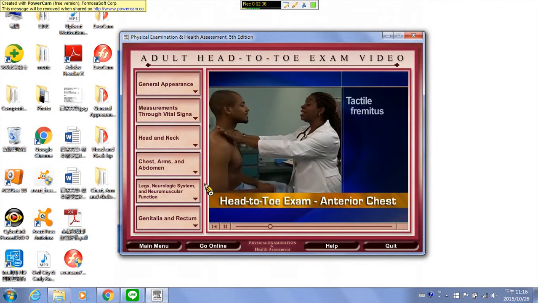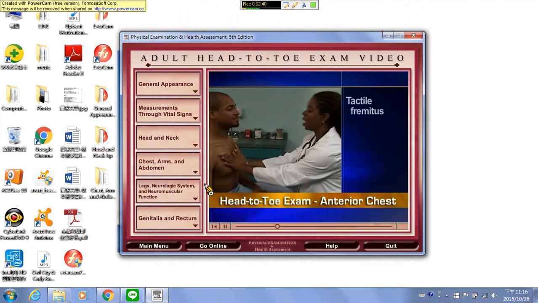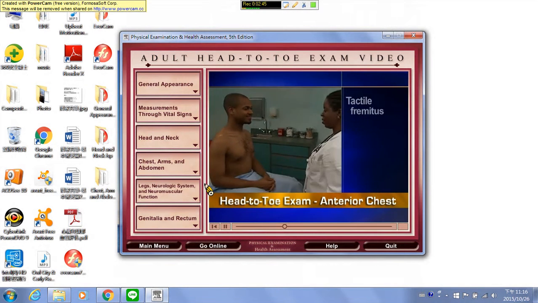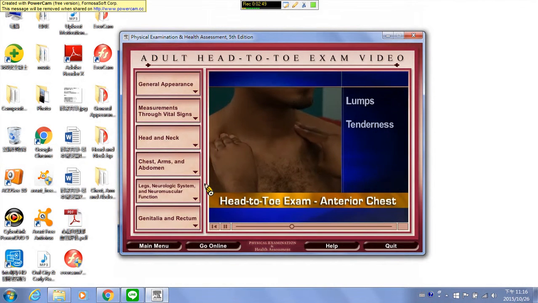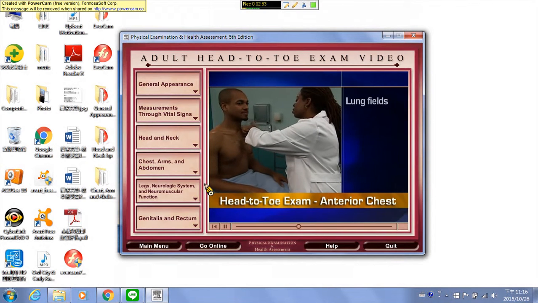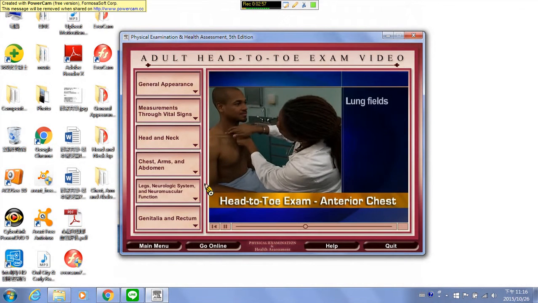Okay, I need you to say 99. Using a systematic sequence, palpate the anterior chest for tactile fremitus. 99. Okay. Also palpate to detect any lumps or tenderness. Next, assess the anterior lung fields, percussing from side to side.